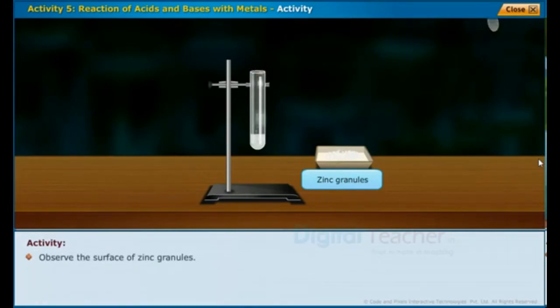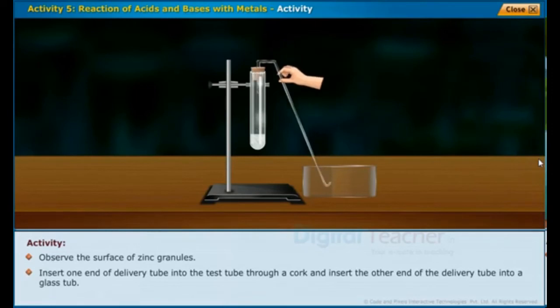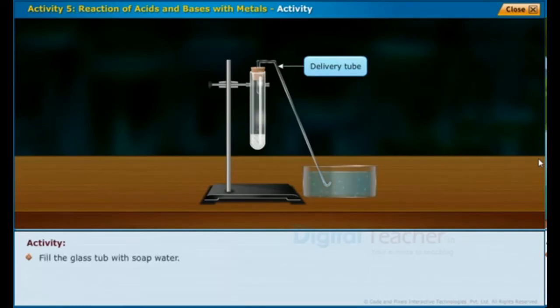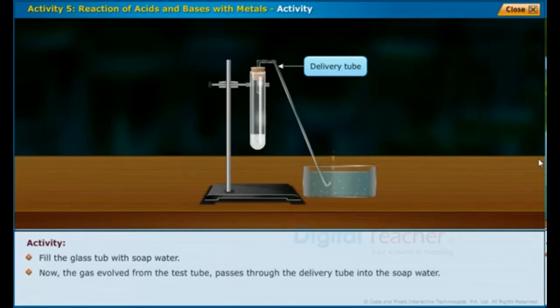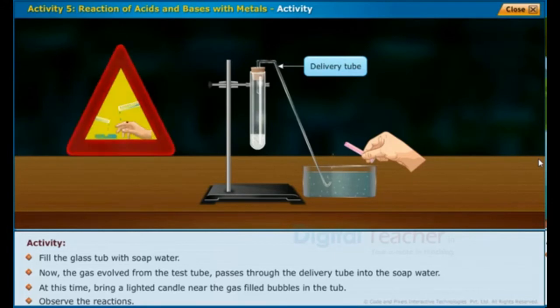Observe the surface of zinc granules. Insert one end of the delivery tube into the test tube through a cork and insert the other end of the delivery tube into a glass tub. Fill the glass tub with soap water. Now, the gas evolved from the test tube passes through the delivery tube into the soap water. At this time, bring a lighted candle near the gas-filled bubbles in the tub. Observe the reactions. Make a note. Be careful while handling the acids.